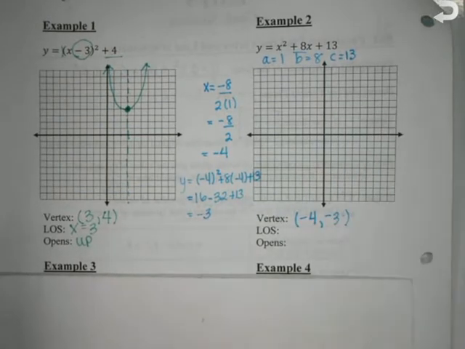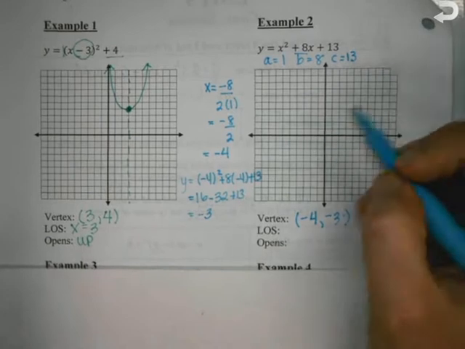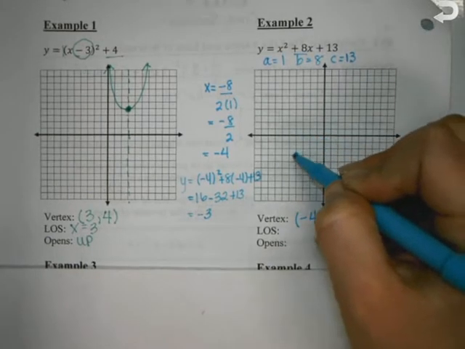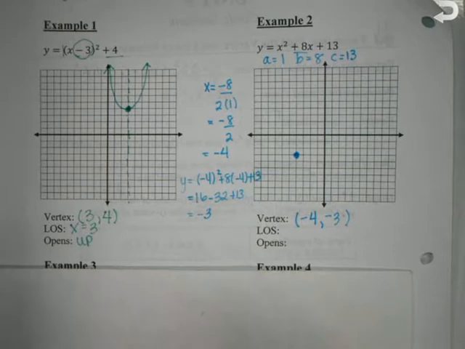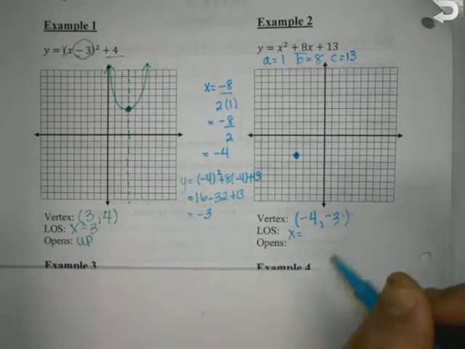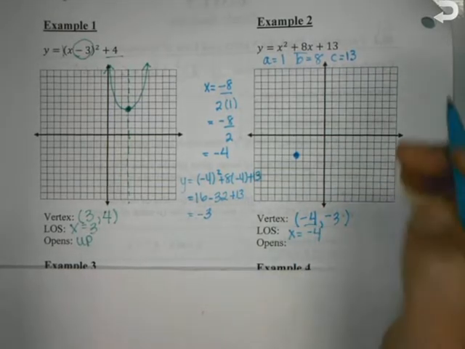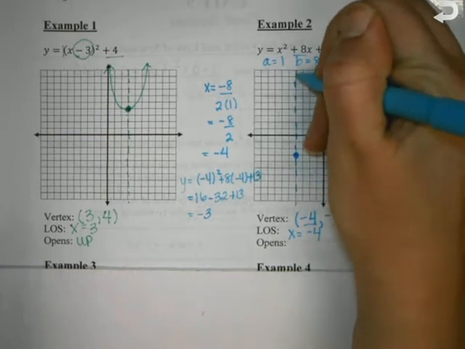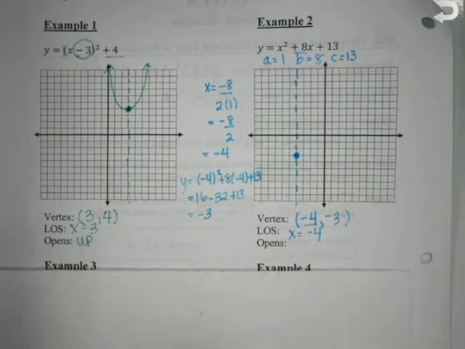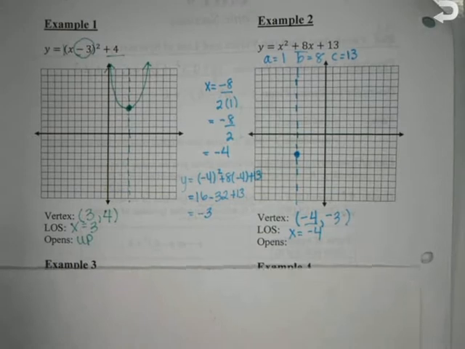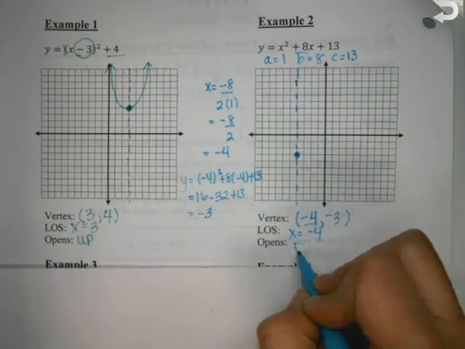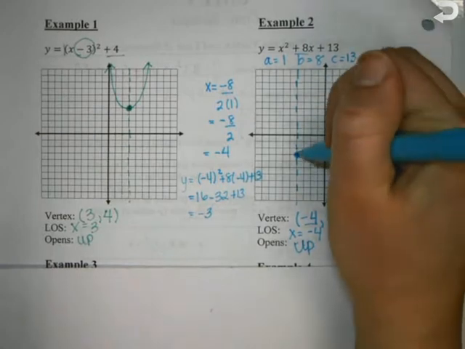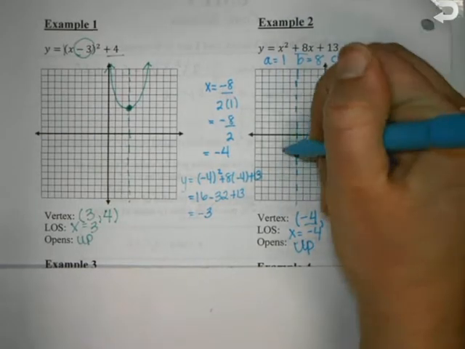So let's graph that first. 1, 2, 3, 4. 1, 2, 3. Line of symmetry is x equals what? Negative 4. You get the LOS just from the x-coordinate. And does this one open up or down? This one is also opening up because A is positive. So we're just going to sketch it. Make sure it's symmetrical around the line of symmetry. Opening upwards.